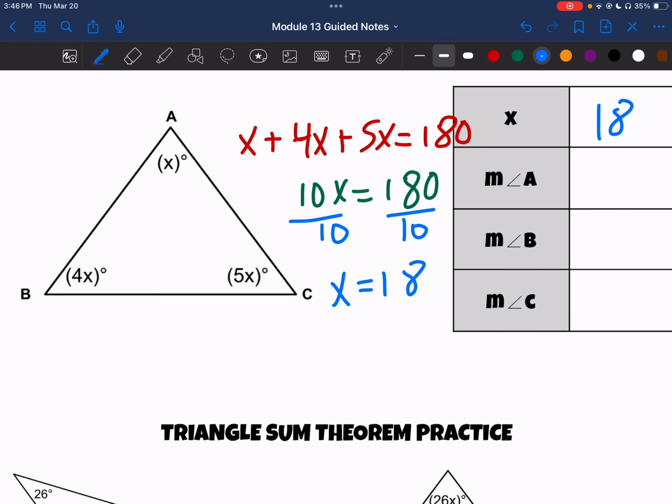Now, angle number A, or angle letter A, is going to be just our x value. So that is 18 degrees. Angle B is 4 times 18, which gets us 72 degrees. And angle C is 5 times 18, which is going to get us 90 degrees.